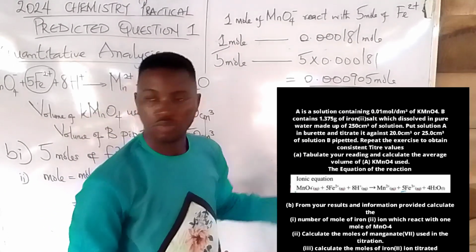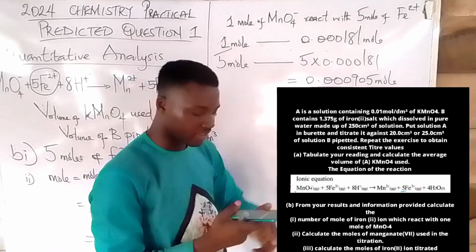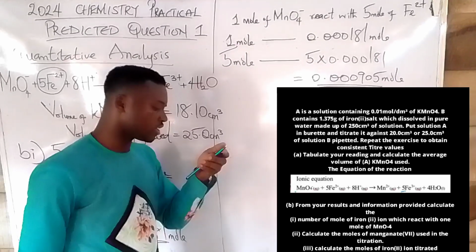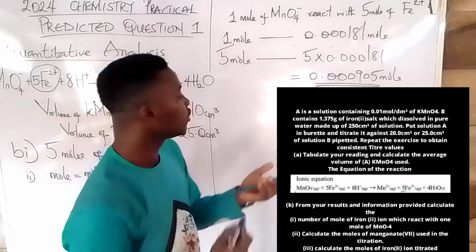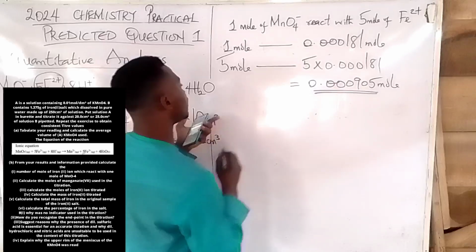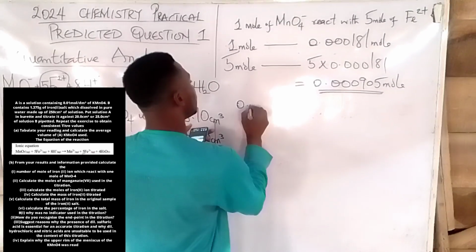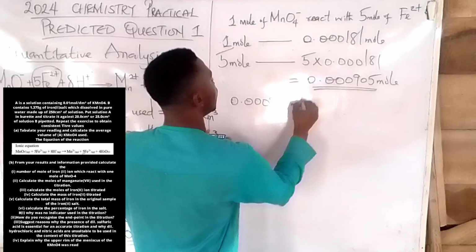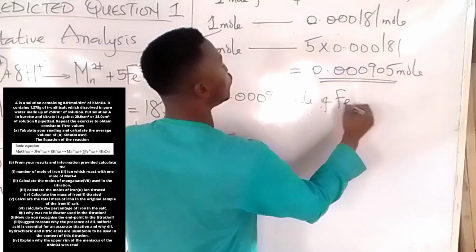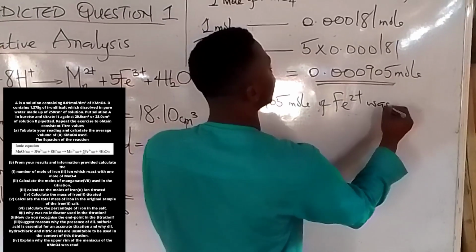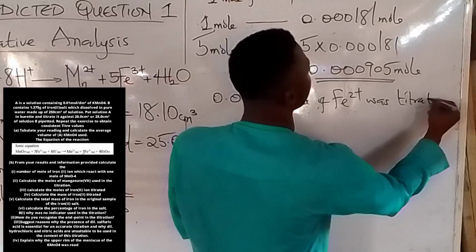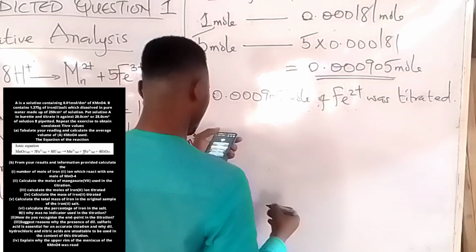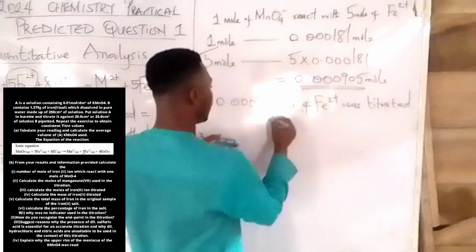0.000905 mole. So this is the answer to question number 2. The question says calculate the mole of iron. So your final answer is just 0.000905 mole of iron 2 titrated. Very simple. So let's move straight to question Roman figure 4.